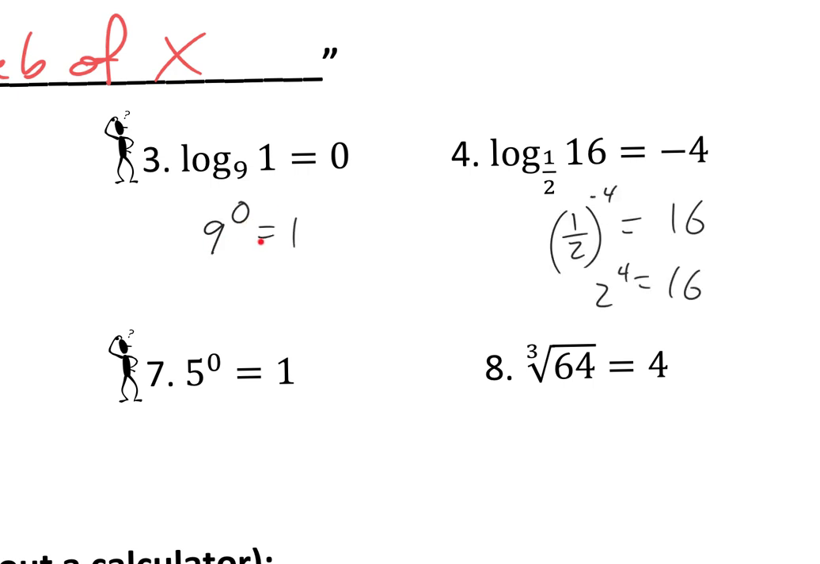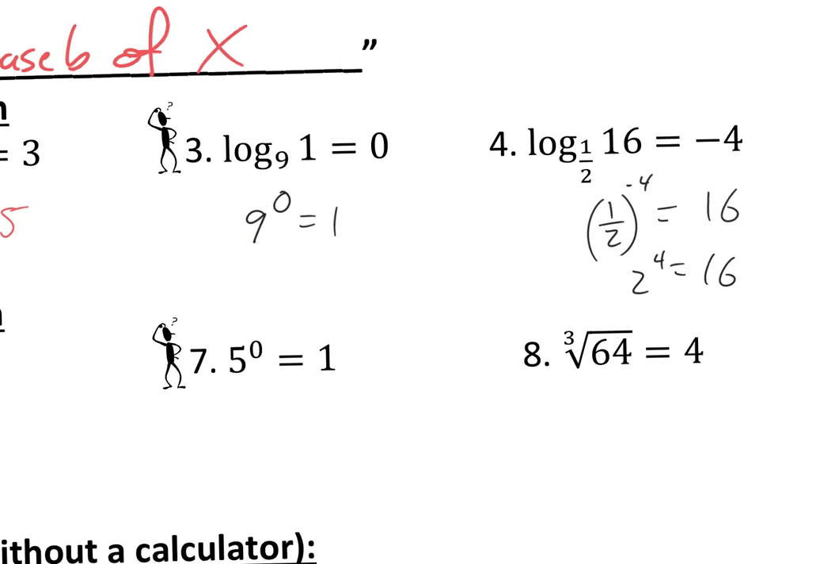So this would be 9 to the 0 equals 1. And this would be 1/2 to the negative 4 equals 16. And that's true because remember, negative exponent means you just flip the base. So this is the same thing as saying 2 to the positive 4 equals 16. And that's true. Okay, so that's rewriting from log to exponent.